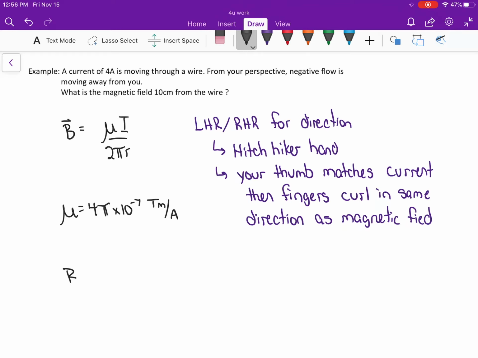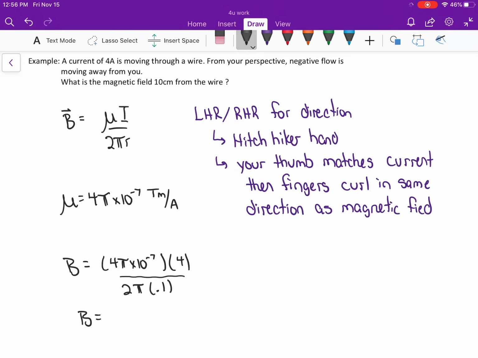For the given numbers, the B field's going to be that constant, 4 pi times 10 to the negative 7. The current given in the question was 4 amps. And divide by 2 pi. The R we need to put in meters. The R was 10 centimeters, so 0.1 meters.